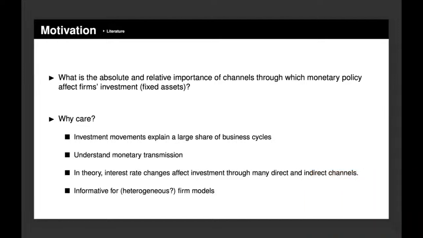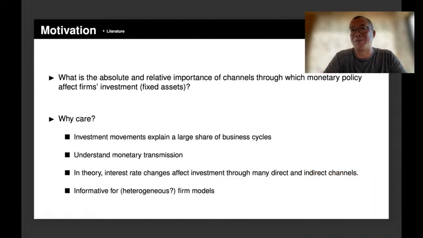So why do we care about this question? Well, this is not a new question, because we all understand investment is very important and it explains a large share of business cycles. Also, it is almost a consensus that monetary policy can affect firm investment and then further affects long-term growth. And nowadays there is a new strand of literature trying to better understand the factors that affect the monetary policy transmission to firm investment, and people tend to propose that different firms are affected by these factors differently, so monetary policy may affect the firms differently.